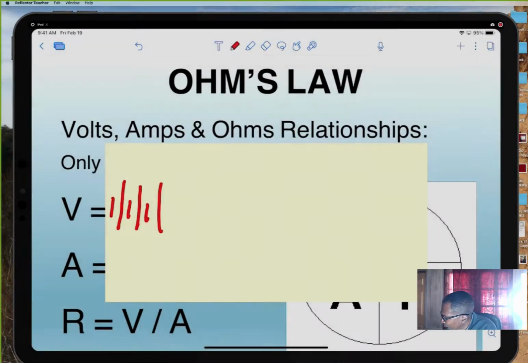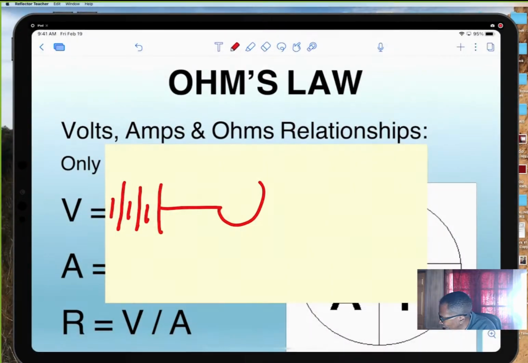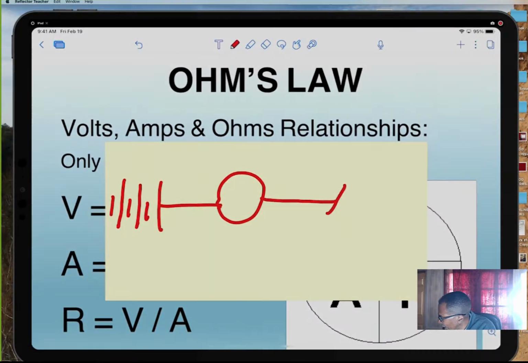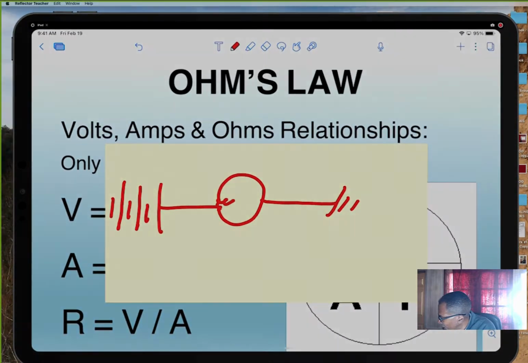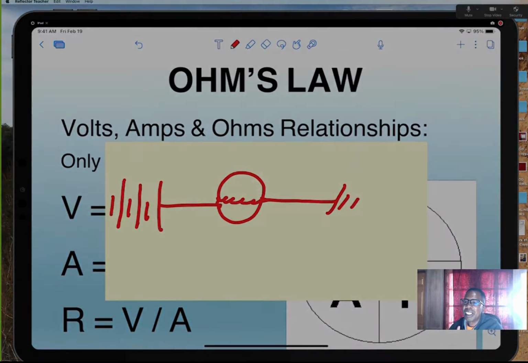So, an example would be Ohm's Law. This is my light bulb.